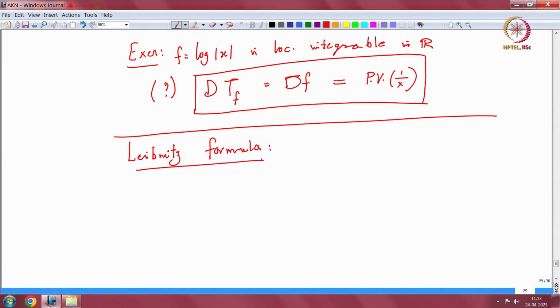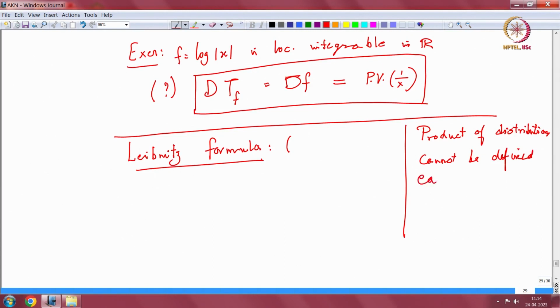Recall that whenever you have two distributions, the product of distributions cannot be defined easily. So you want to know whether we can define the product of distributions. The question is, how do you define T1 into T2?